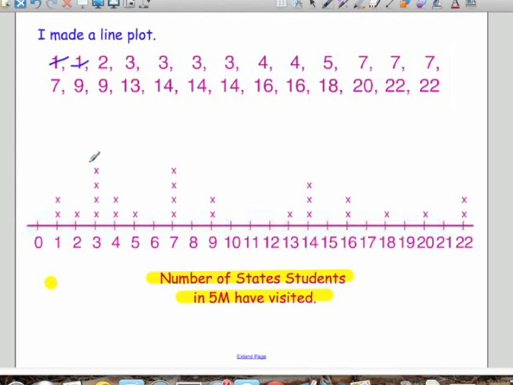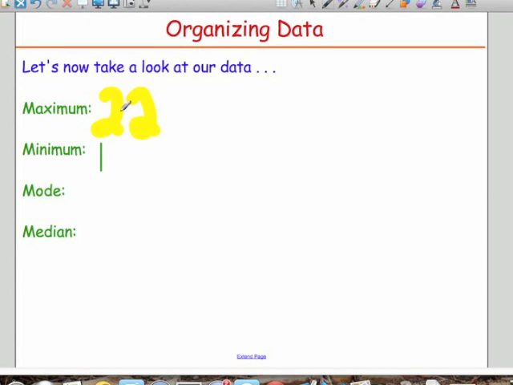Okay, well actually with a line plot, it's really easy to see because it's the highest stack. So if you can see here, 3 has 4 stacked above it, and so does 7. So in this one we actually have 2 modes. We're going to have 3 and 7.